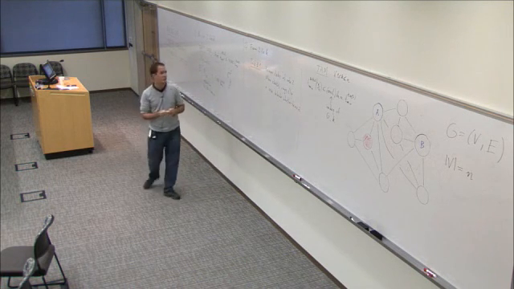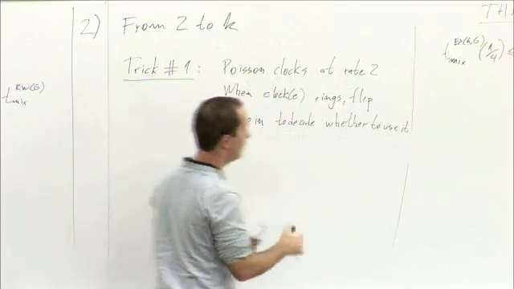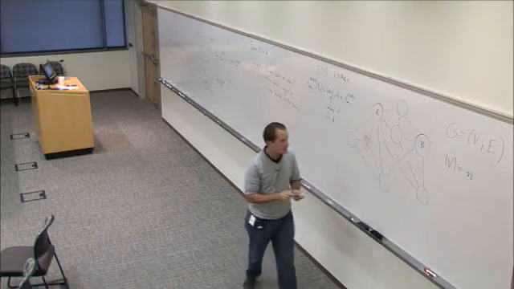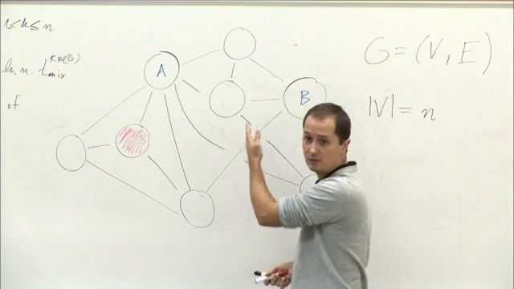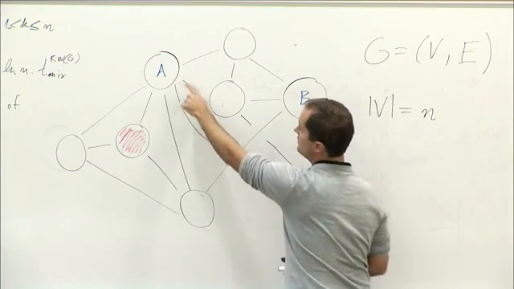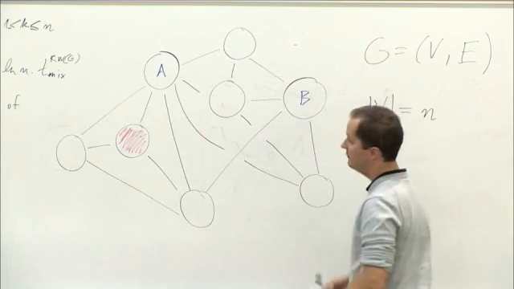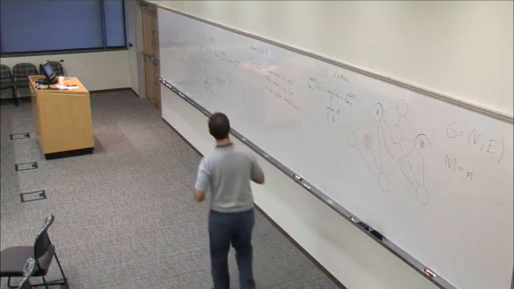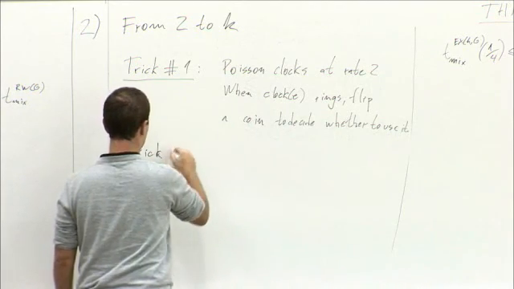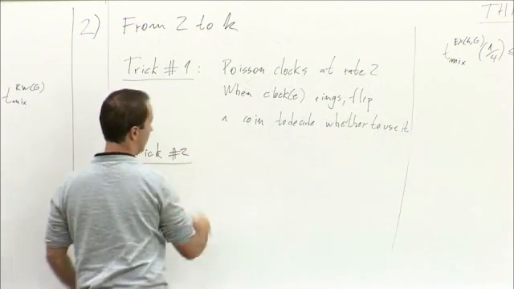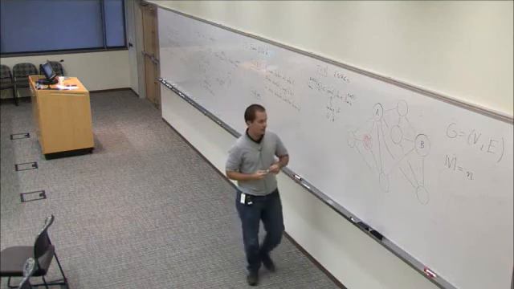But what we're going to do is this. You can imagine what happens here. This edge rings, and you look at the coin to decide whether you're going to move or not. And this edge rings, and you look at the coin to decide whether you're going to move or not. But then trick number 2 involves what happens when an edge rings that is adjacent to this.